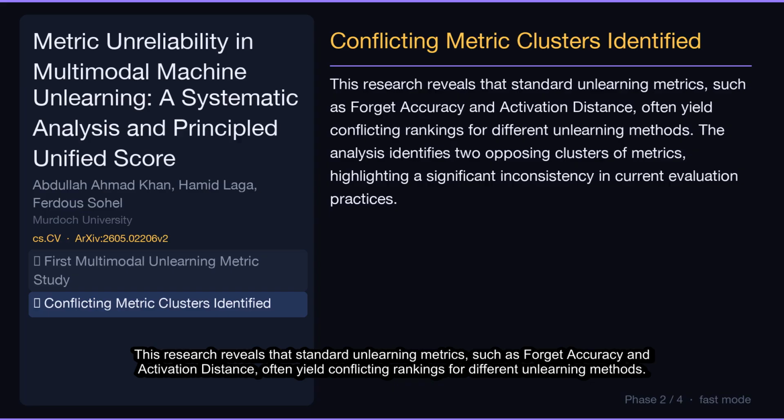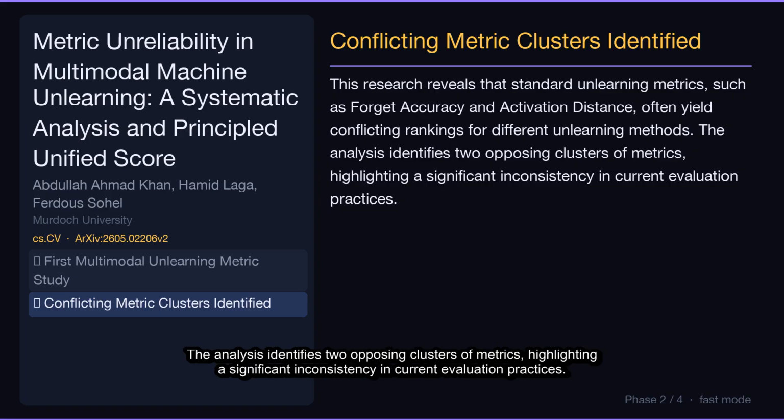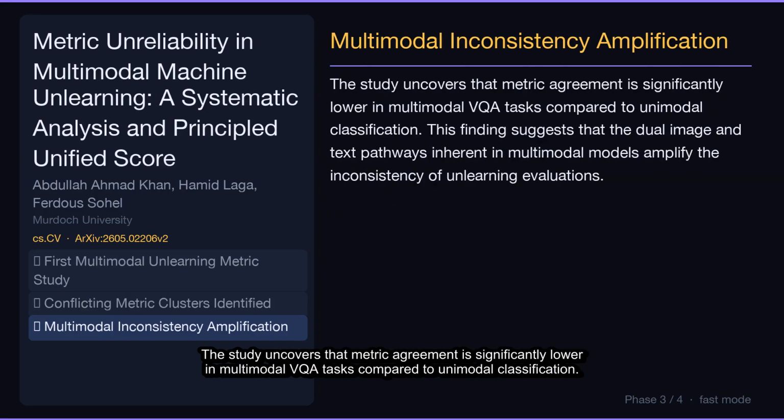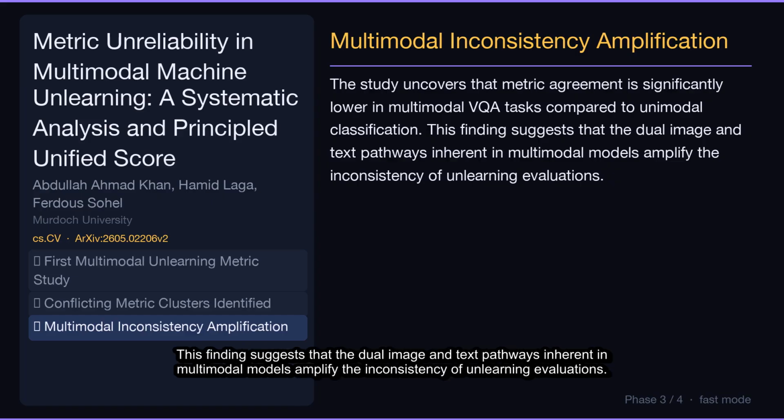This research reveals that standard unlearning metrics, such as forget accuracy and activation distance, often yield conflicting rankings for different unlearning methods. The analysis identifies two opposing clusters of metrics, highlighting a significant inconsistency in current evaluation practices. The study uncovers that metric agreement is significantly lower in multimodal VQA tasks compared to unimodal classification. This finding suggests that the dual image and text pathways inherent in multimodal models amplify the inconsistency of unlearning evaluations.